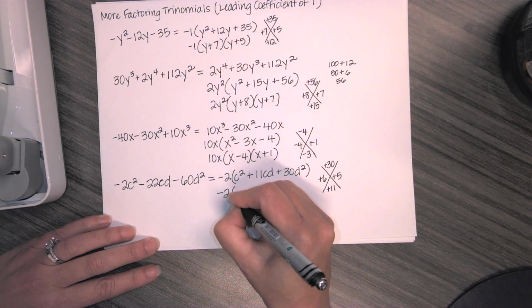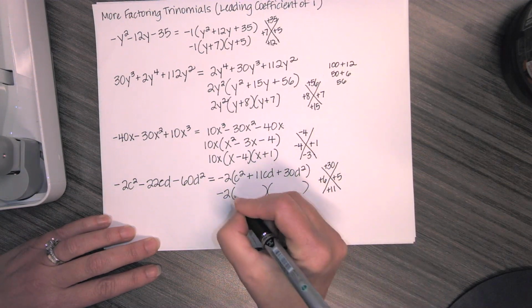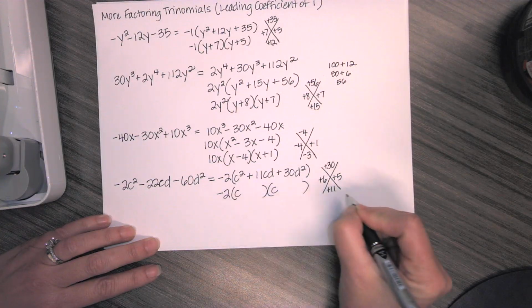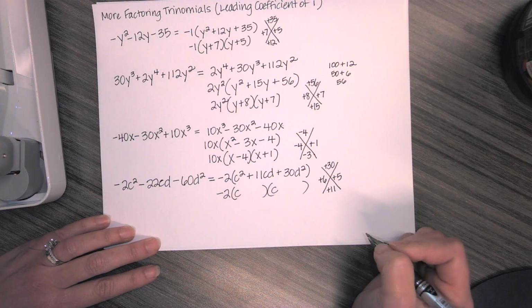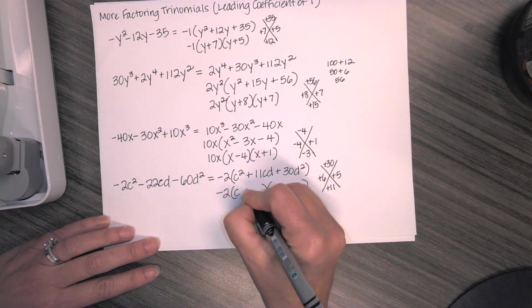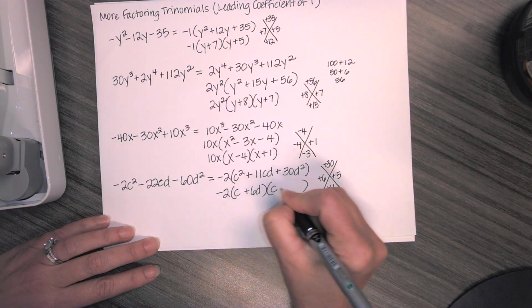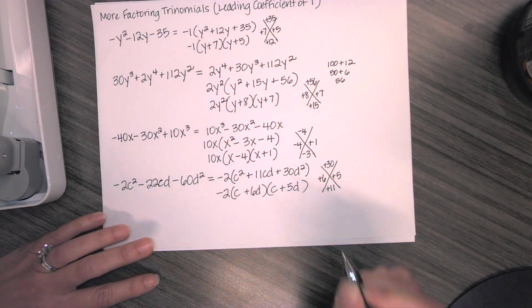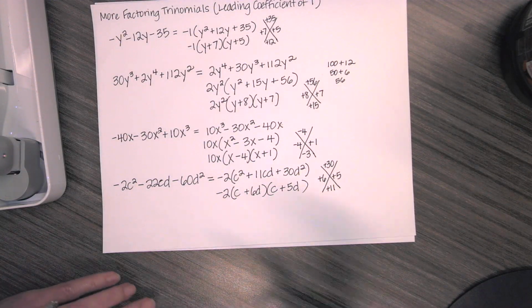We'll bring this negative 2 down. C squared is going to come from C times C. Our two numbers we chose are 6 and 5, but this last term has a D squared on it. So we will need those to be a 6D and a 5D. The order that you put them in does not matter.